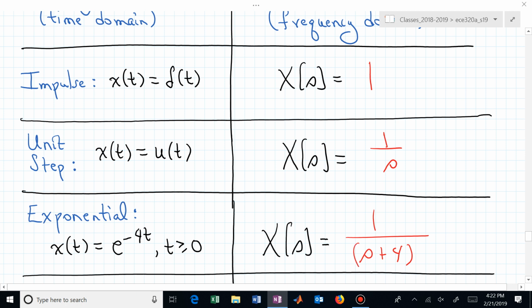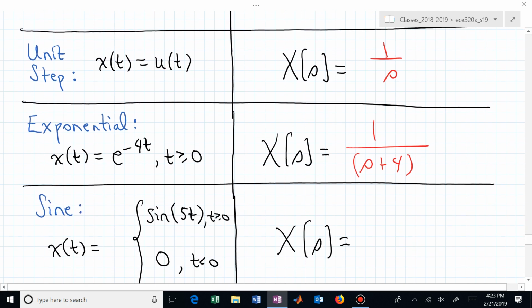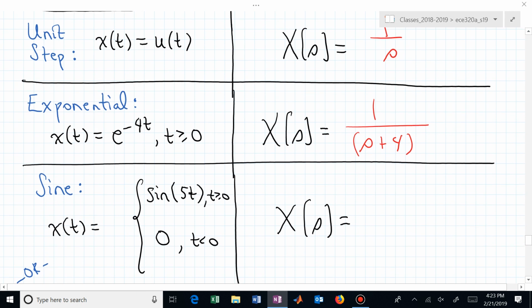Isn't it that? It is. And where's our pole? It's where s plus 4 equals 0, the value of s. It's at s equal to minus 4. See how easy these Laplace transforms are? What's the Laplace transform of the sine of 5t?